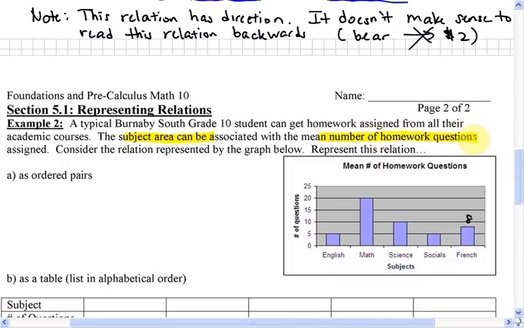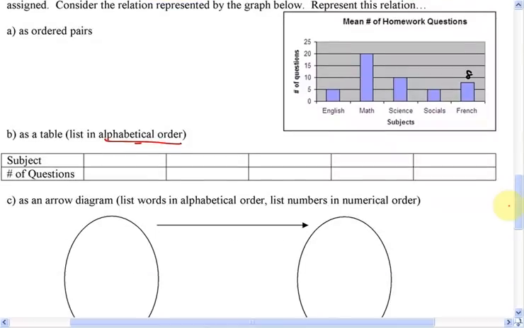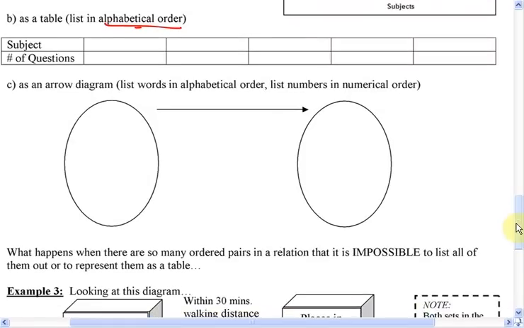So what I'd like you to do first of all is, can you write this relation as an ordered pair? And then can you write it in a table? And I want you to list them in alphabetical order. So by subjects, we'll do that in alphabetical order. And then I want you to try using an arrow diagram like what we saw on the previous page. And yeah, that's it. Okay.